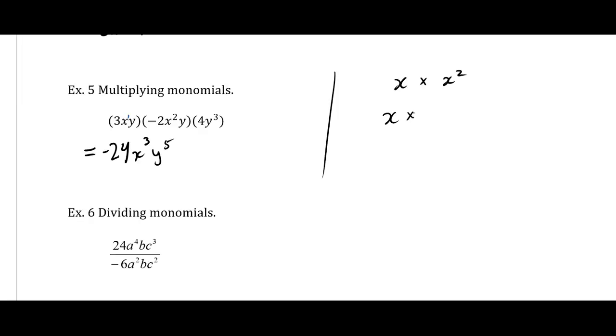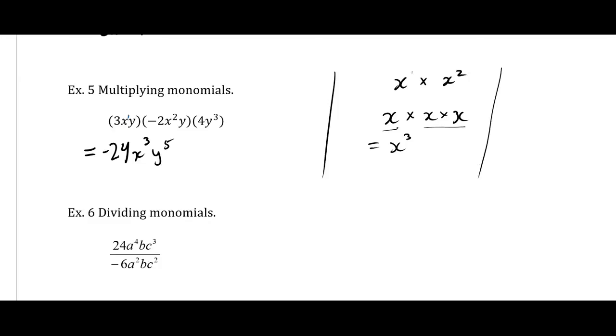So x times x times x, which is just x cubed. So I have 1 here from the exponent 1 and 2 here from the exponent 2. And so I end up adding those exponents.